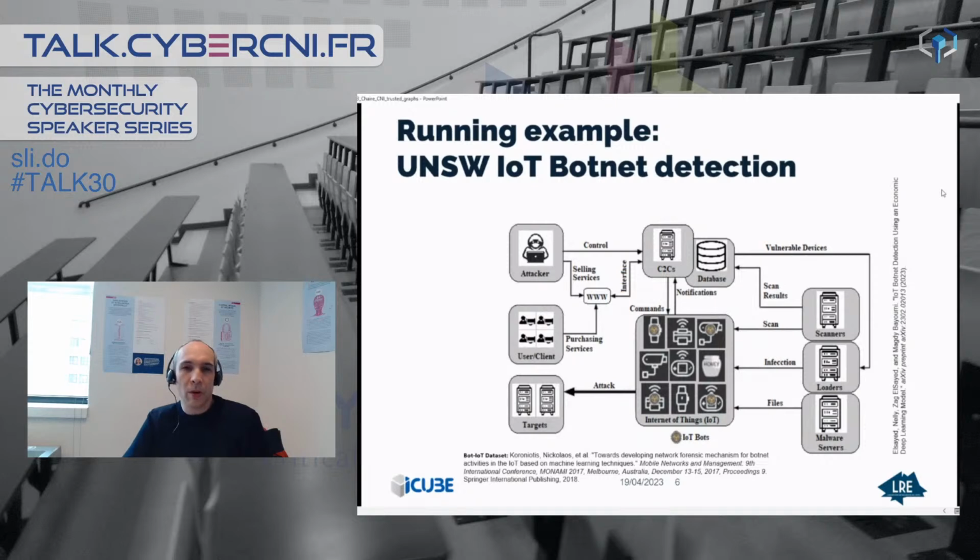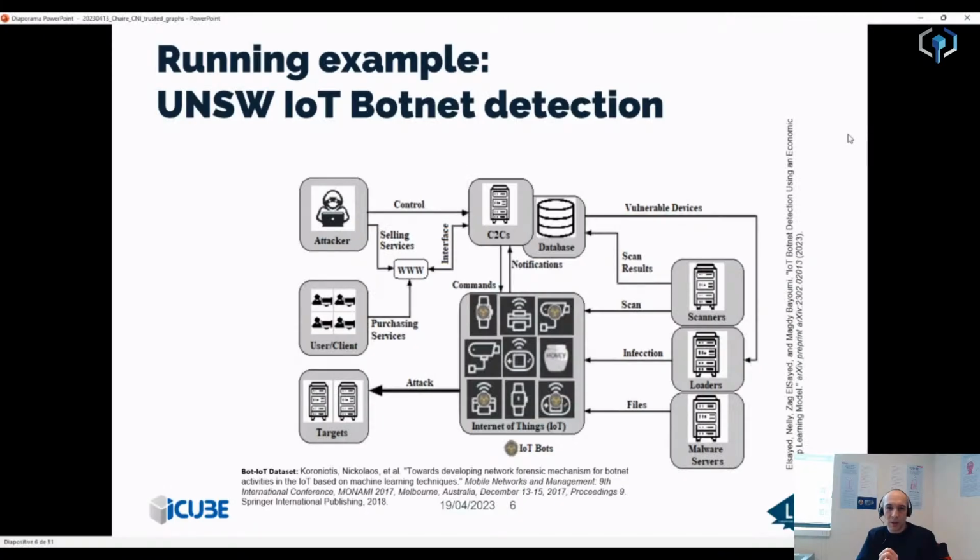Let me first introduce the running example that I will use through this presentation, the UNSW IoT botnet detection dataset, which is now a couple of years old because it was published in 2018, but nonetheless very representative of the different issues that we are interested in: capability of scanning the system, capability of performing denial of service, but also capability of performing specific focused attacks, generating botnets, making specific reconnaissance work.